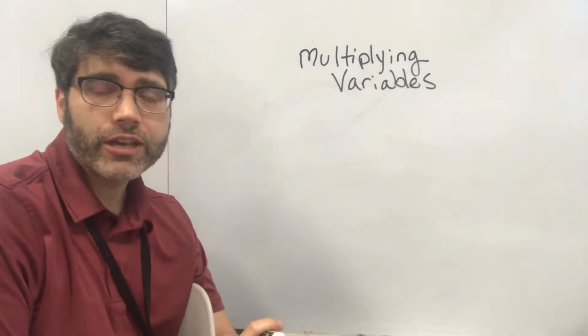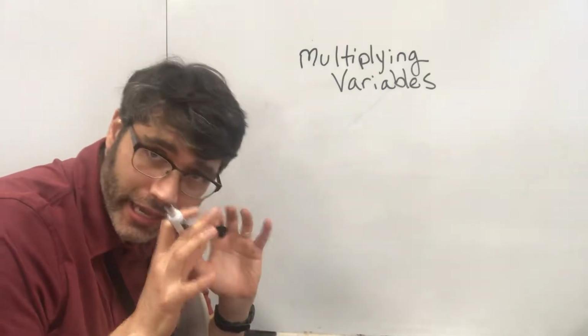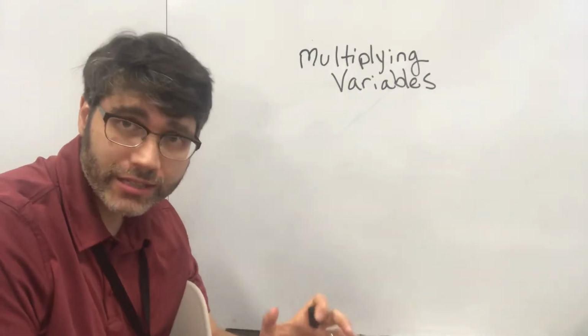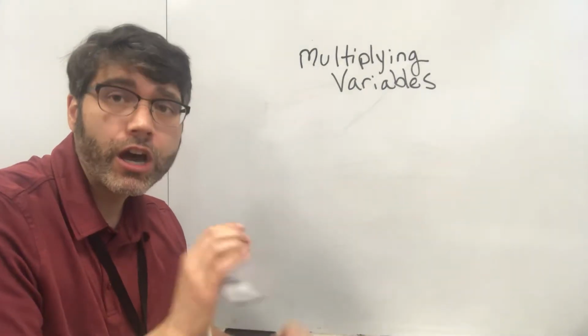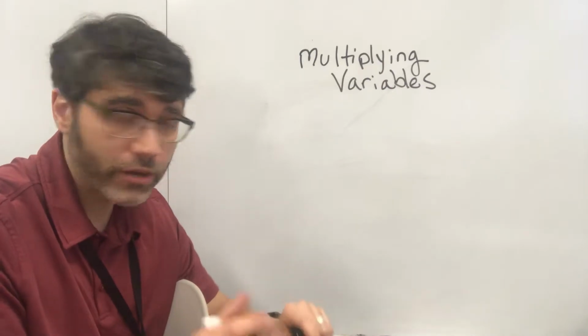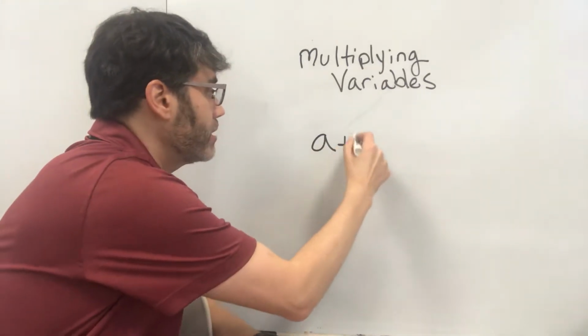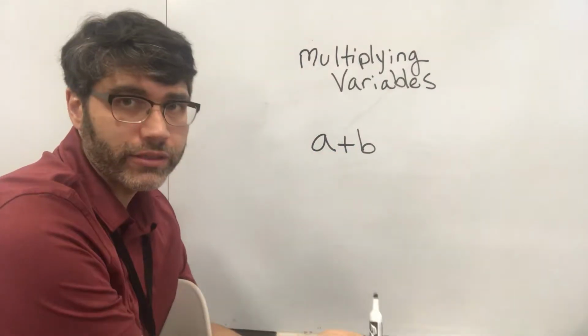In this video, I'd like to talk about multiplying variables. Now, up to now, we've hit very hard this concept of not being able to combine unlike terms. When two terms are unlike, you cannot combine them. For instance, A plus B. If you don't know what A is and you don't know what B is, you can't combine them, okay?